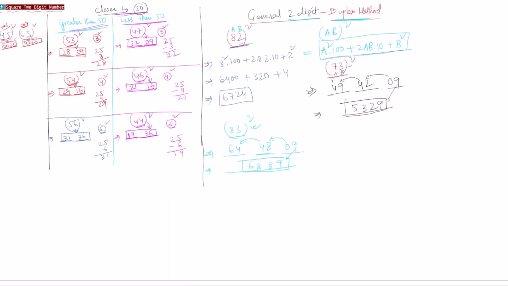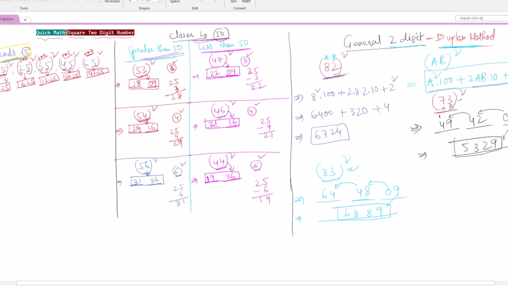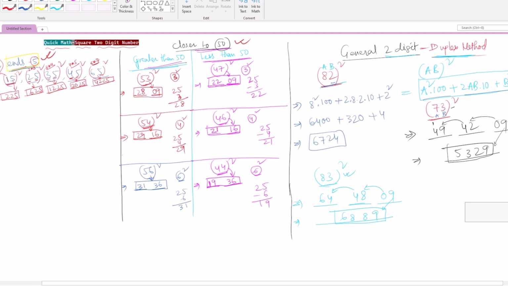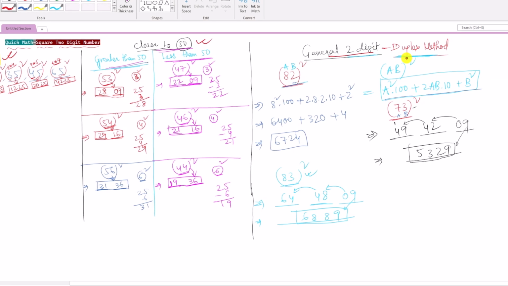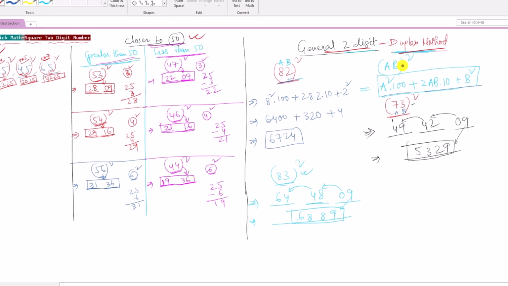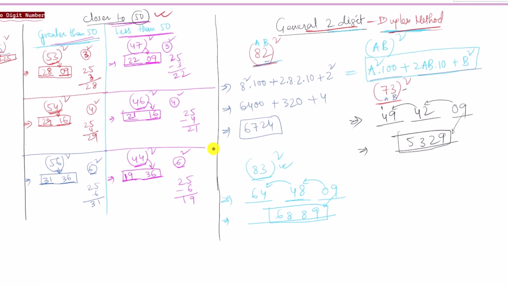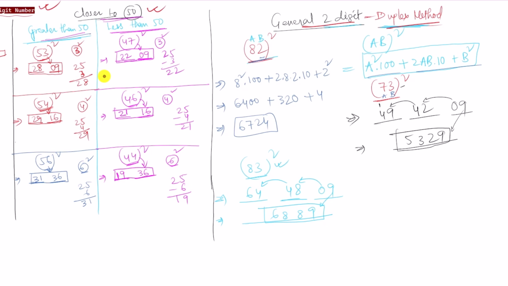So this way we can easily find the square of any two-digit number. If the number ends with 5, then we're going to apply this trick. If the number is closer to 50, then we're going to apply either of them. And also we have this general two-digit duplex method, which is applicable to any two-digit number. So all of these tricks will help us find the square of the number very quickly.